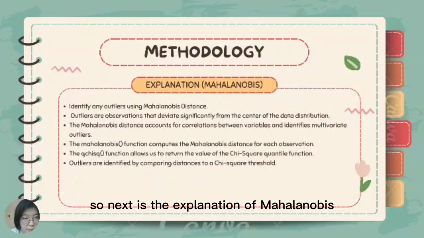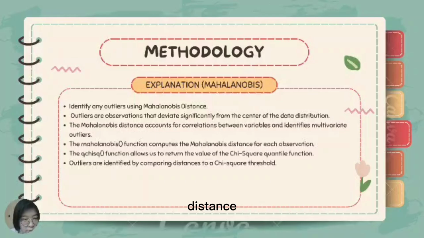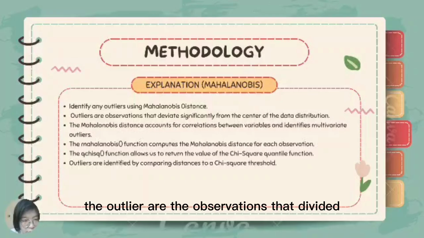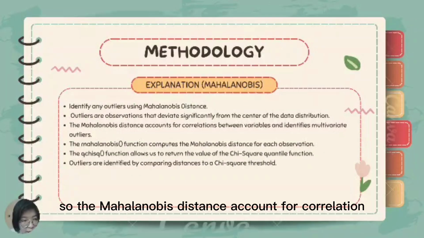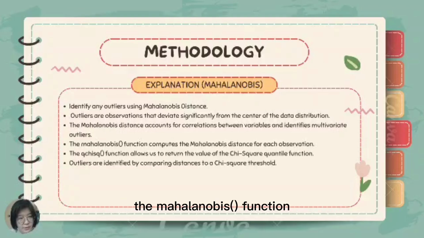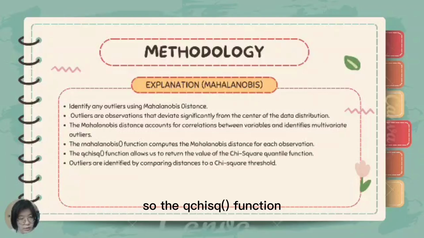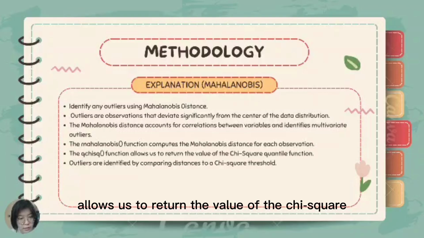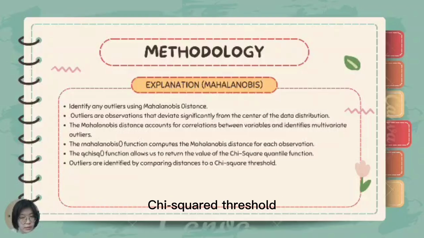So next is the explanation of Mahalanobis. To identify any outlier, we use the Mahalanobis distance. The outliers are the observations that deviate significantly from the center of the data distribution. So the Mahalanobis distance accounts for correlation between the variables and identifies the multivariate outliers. The mahalanobis function computes the Mahalanobis distance for each observation. So the qchisq function allows us to return the value of the chi-square quantile function. And the outliers are identified by comparing the distance to a chi-square threshold.